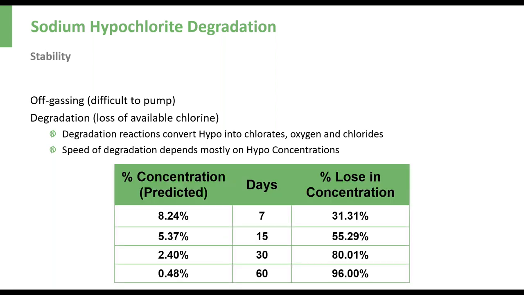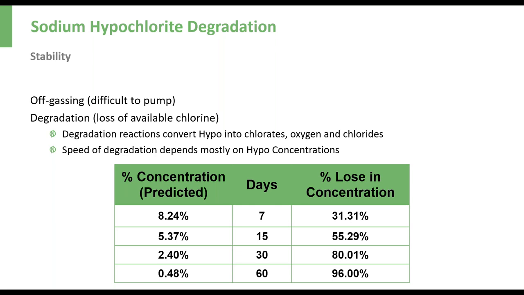Now, an example of this is the chart I'm showing you here, which shows percent concentration. And I'm saying predicted because I'm using mathematical models. If you start with 12%, depending on what temperature you store it at, you can predictably drop down within 7 days to 8.24%, which would equate to a 31.31% drop in concentration, which means loss of your chemical, which goes to the off-gassing. Then it goes to your chlorate formation, your oxygen, and chlorides.